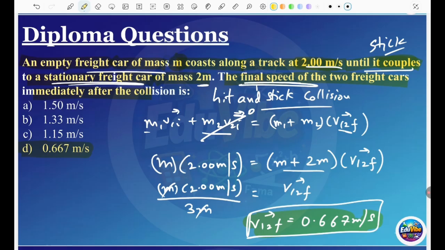So that's how it works. This is an easy kind of question. We just don't have numbers for the masses; we deal with m and 2m as the mass. Nothing changes, we just use the formula. But the thing you have to know is that couples together is a new word for this type of question, meaning stick together. So it's a hit and stick collision, and we have to write the right formula for this.